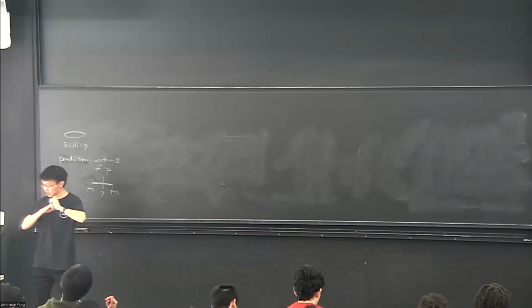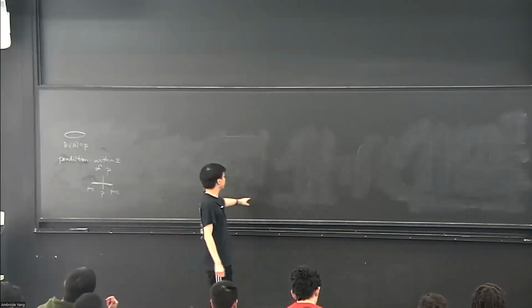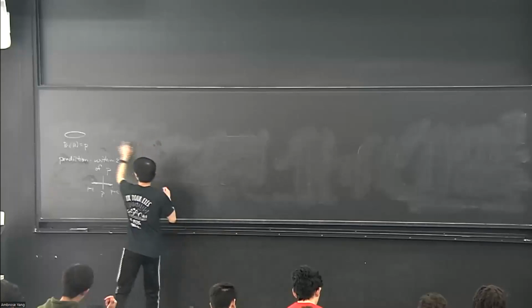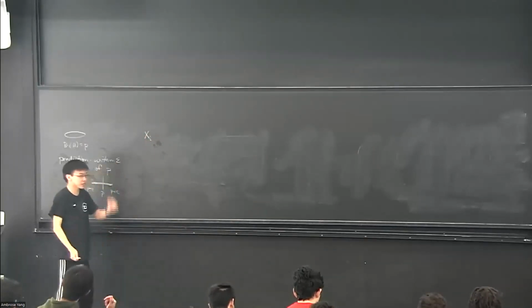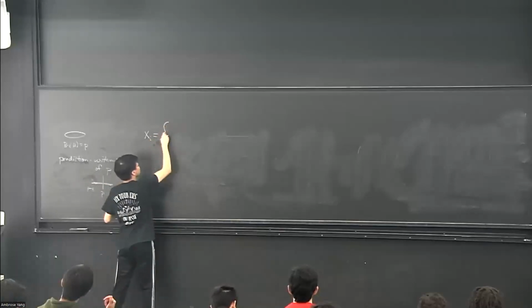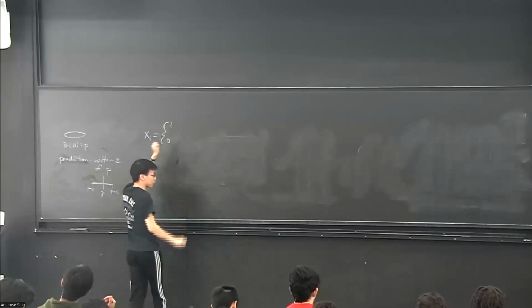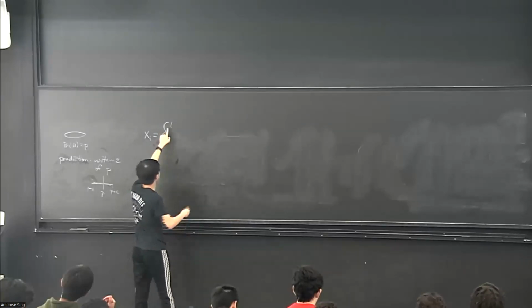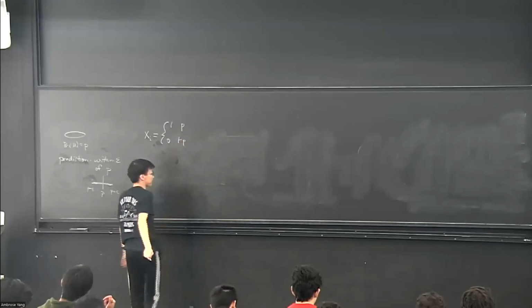Okay, so here is how I'm going to model this situation. I'm going to use a random variable. So let's say Xi is the ith flip. This is a random variable, 1 or 0. 1 for heads, 0 for tails. 1 occurs with probability P, and 0 occurs with probability 1 minus P.